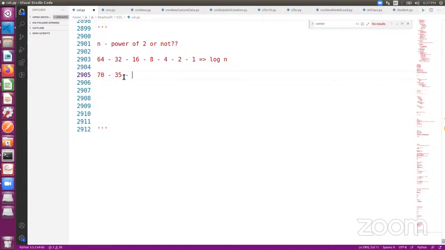Okay, so if you take any power of 2, this will be satisfied. At last it will reach 1, and none of the numbers in between would give a remainder. All the numbers in between would be divisible by 2. Fine, this is the normal logic.